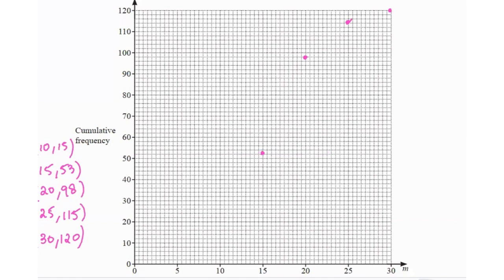And 10, 15. So that is this. Now, if you create this, it's going to be like this. Wait, I missed the points. That's going to be minus this. This is a cumulative frequency graph.